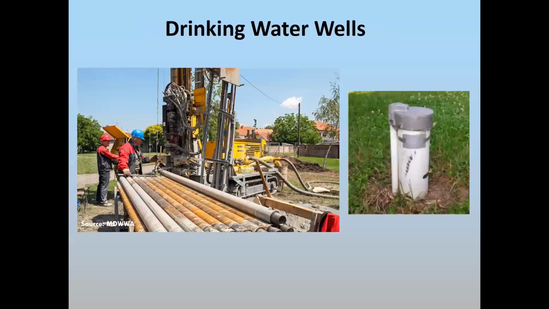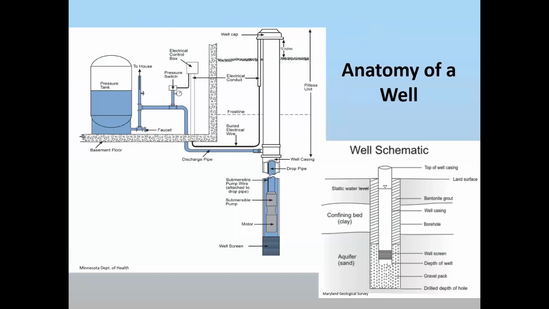So we'll talk a little bit about drinking water wells, and this is a nice schematic of the well system. Here in particular, we have a drilled well. This one is probably in the coastal plain because it has a well screen and the pump, and then this length of casing, whatever that may be.